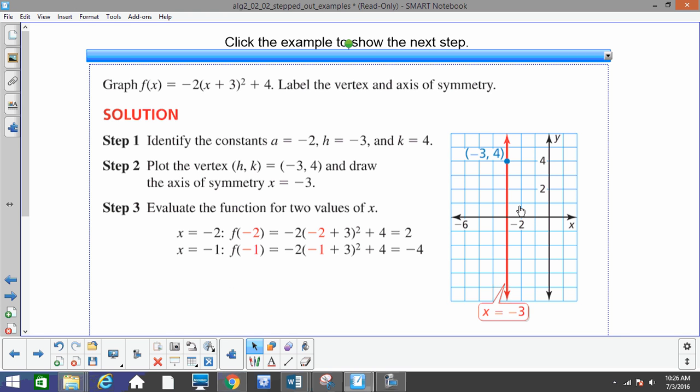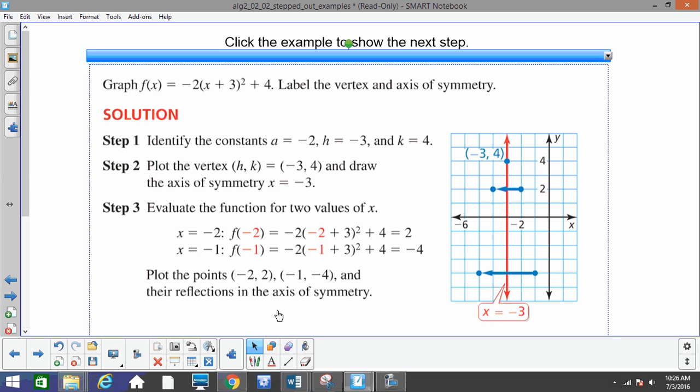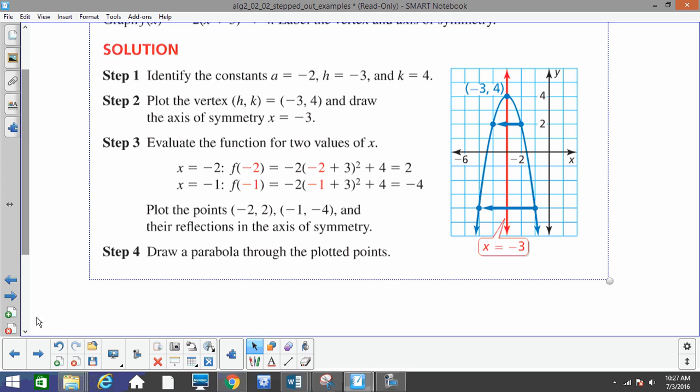What they've done here is they've taken a value of x that's to the right and to the left of that axis of symmetry, plugged them in, plotted those points. When it's to the left and to the right, whatever's plotted to the left is going to be symmetrical to what's on the right. And then you're going to draw a parabola through those plotted points. Pretty straightforward.